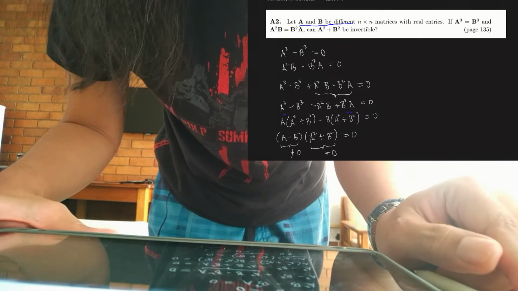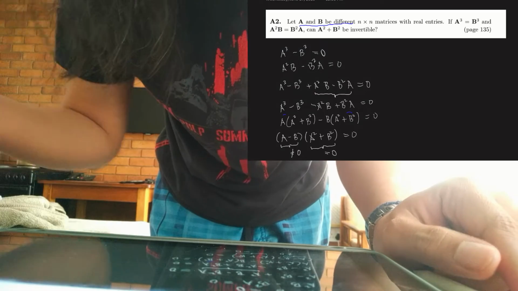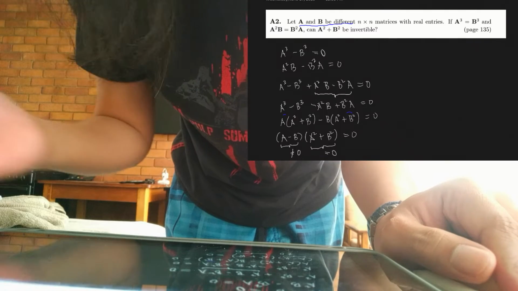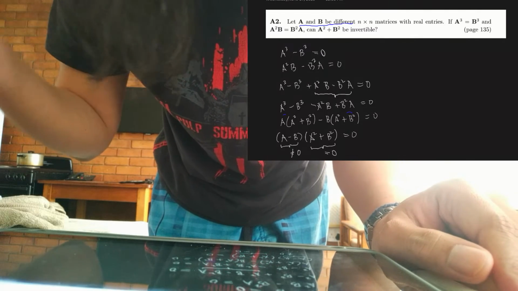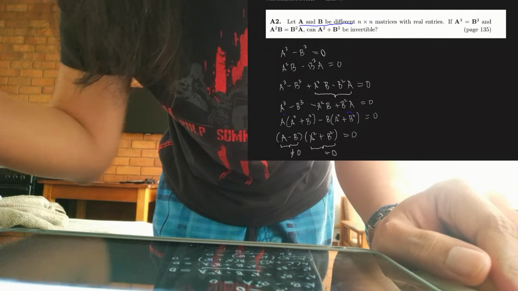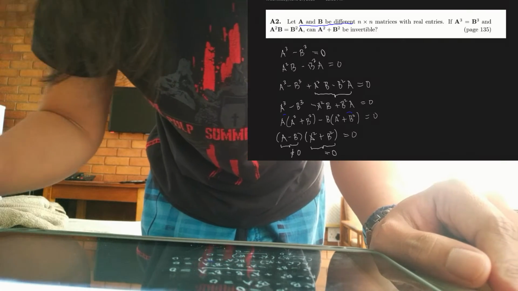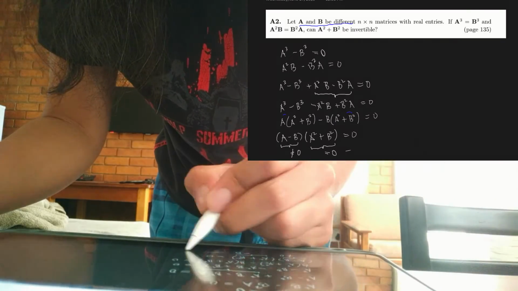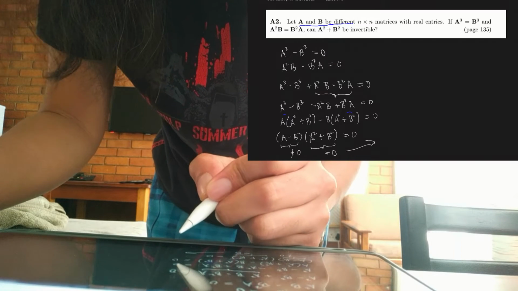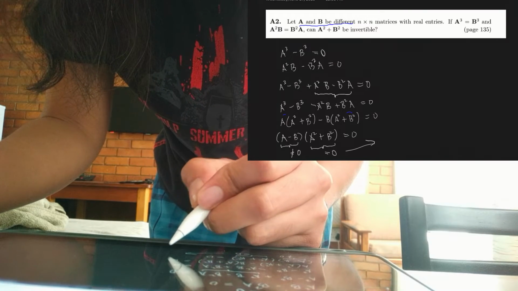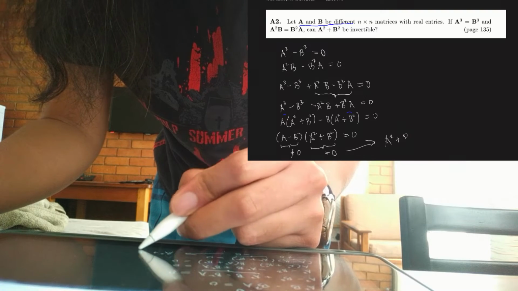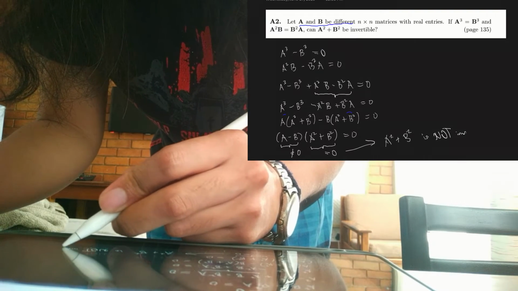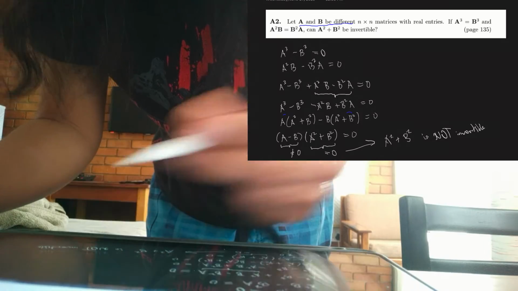And since A squared plus B squared is equal to a 0 matrix, that means it's not invertible, because recall, when you invert a matrix, it's proportional to 1 over the determinant, and if you have a 0 matrix, its determinant is 0, therefore it is non-invertible. Therefore, we conclude from the fact that A squared plus B squared equals 0 that A squared plus B squared is not invertible. Okay?